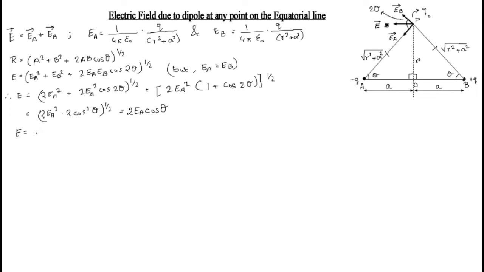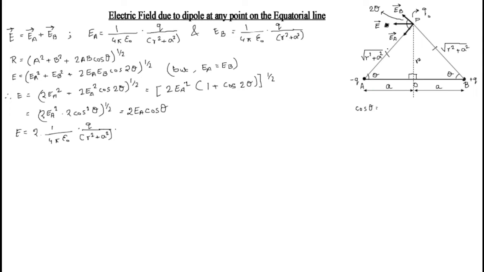So now I put the value. So 2, and EA is nothing other than, from the expression we know, 1 by 4 pi epsilon naught q by r square. Now what is this cos theta? Now we will find this. If this is theta, then cos theta can be found out like this. Cos theta means base by hypotenuse.